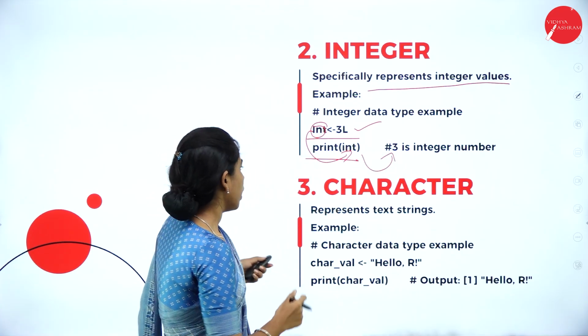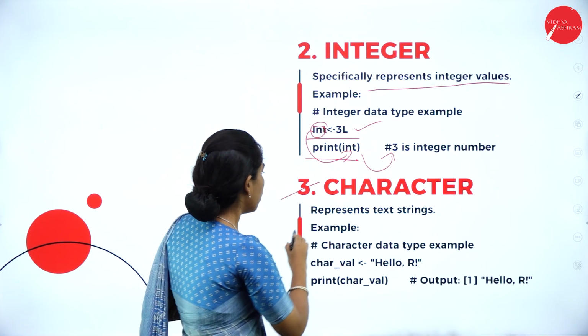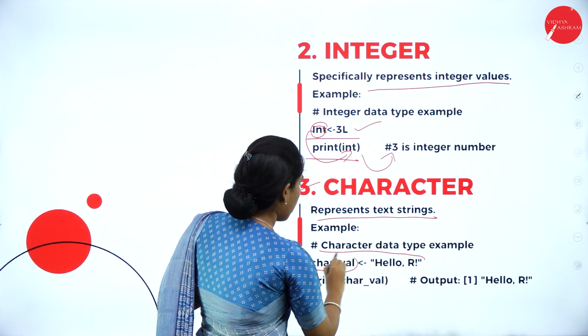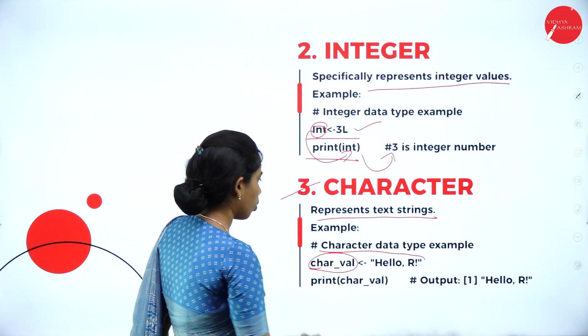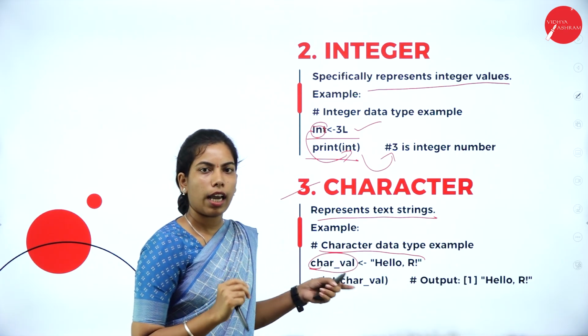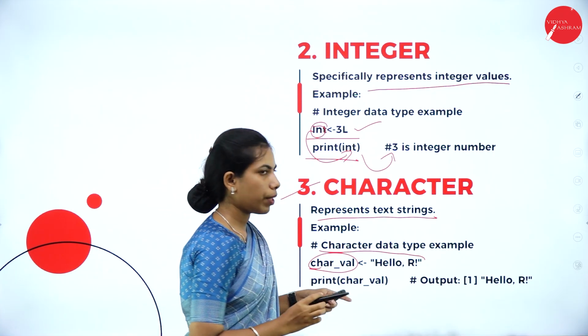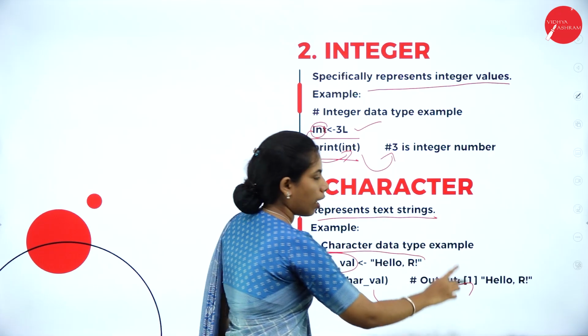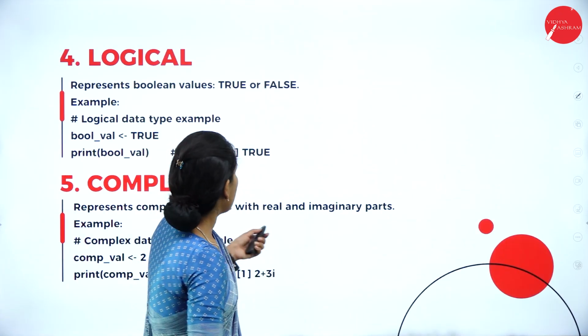Got it now? So here you can see the next one is character, which represents text strings. Here you can see an example. I create a variable called char underscore val within double quotes, "hello r". When I use the print function on the variable name, the output is hello r.